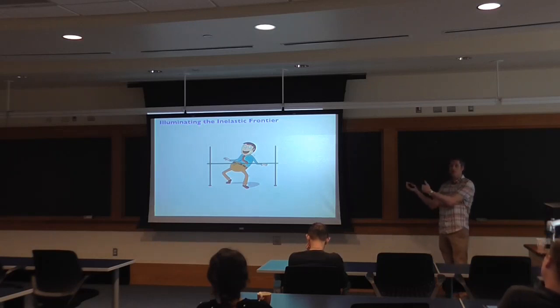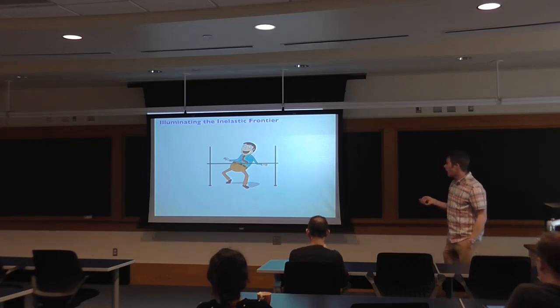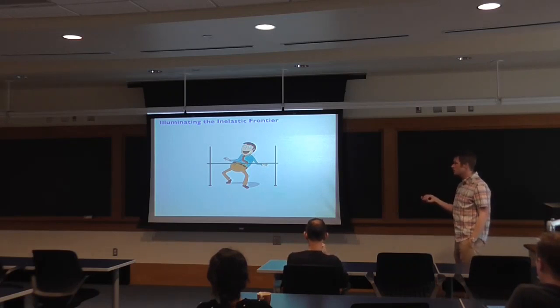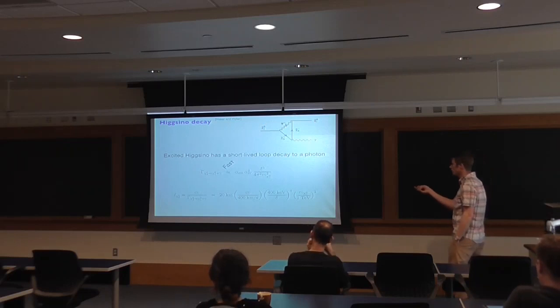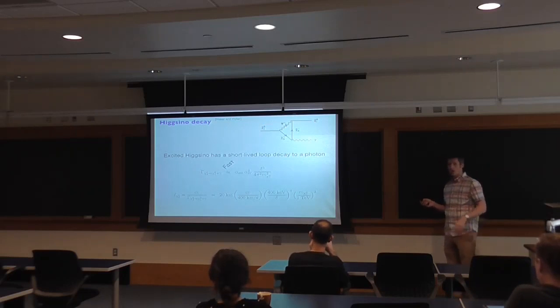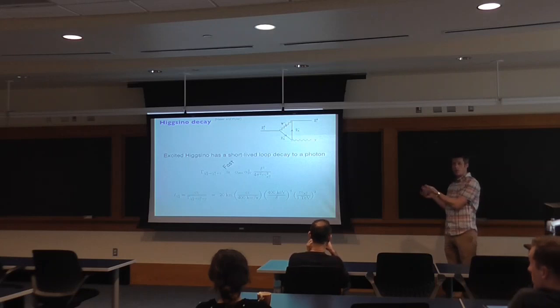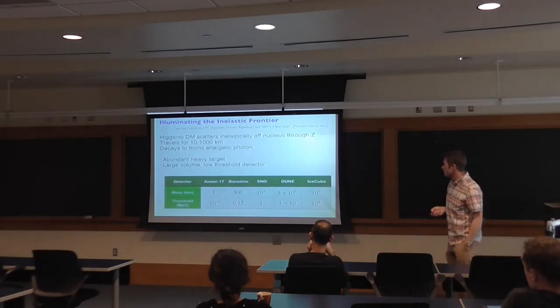So now I'm going to try and find ways to, what I call, illuminate the inelastic frontier. I want to go after this inelastic frontier in a different way. From before, rather than going to high energies, now I'm going to try and go to low energies, because I'm going to go after this de-excitation, and this de-excitation is looking for a few hundred keV photon, which for the types of experiments that can look for photons, is a low energy photon. So that's why I have to limbo under.